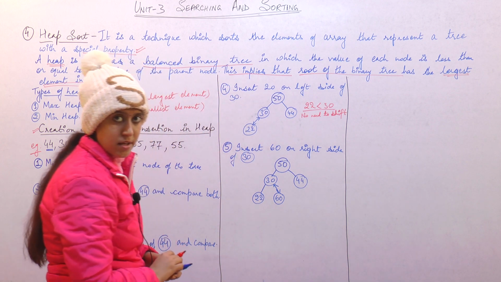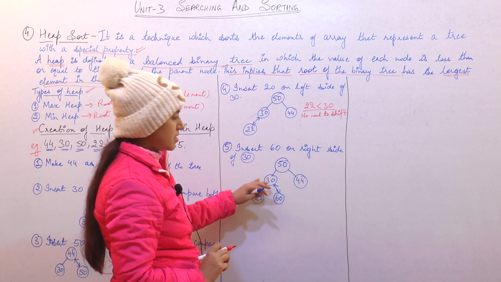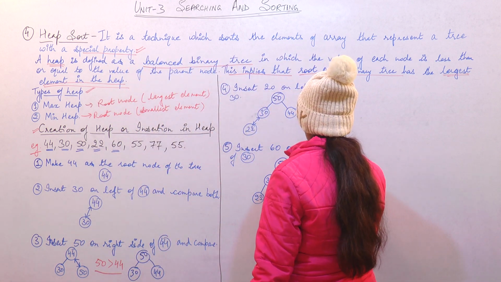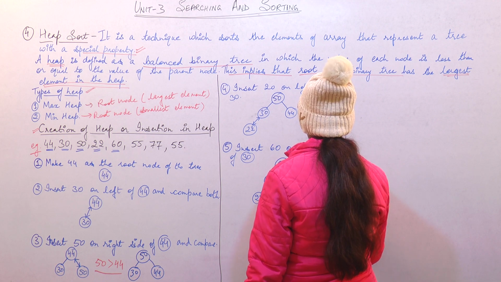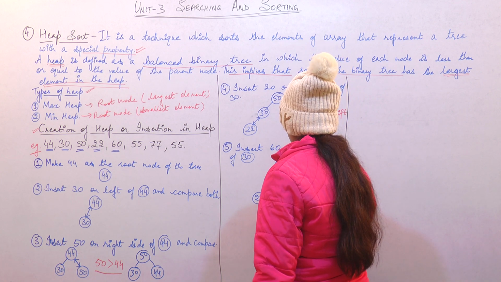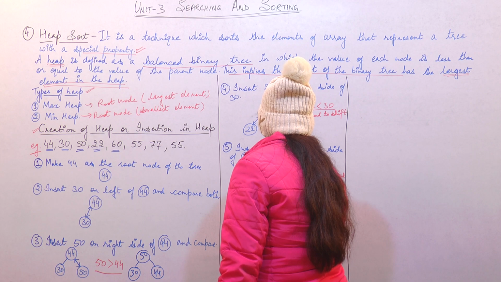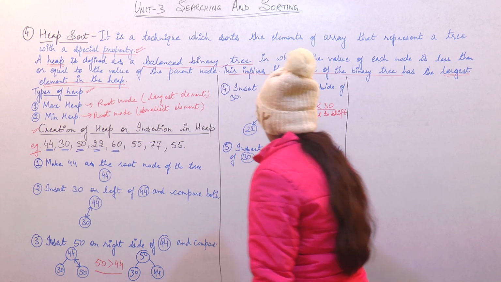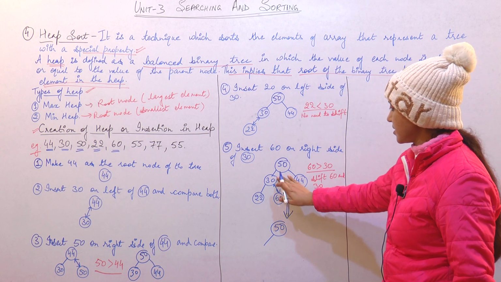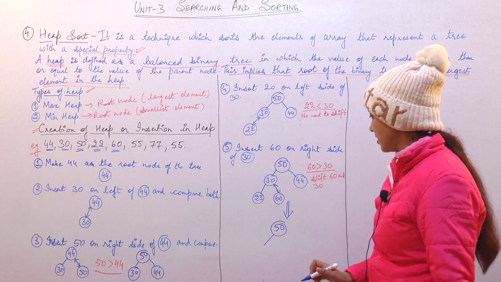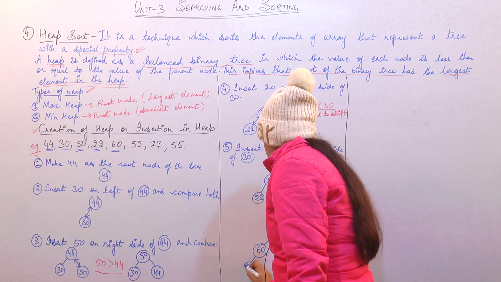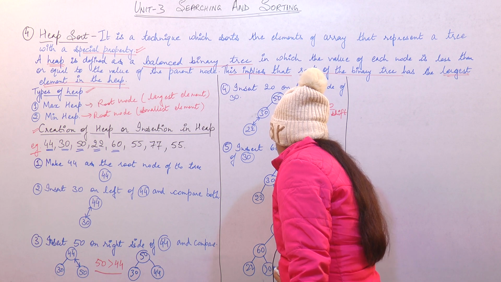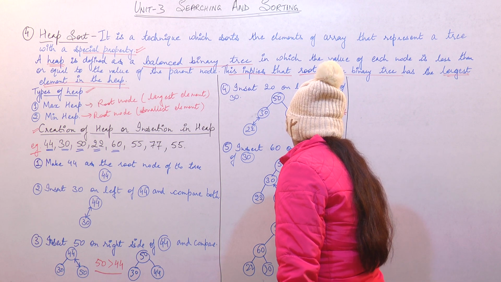Now we will compare the newly inserted element, that is 60, with the parent node of 60. That means 60 is greater than 30. So we will shift 60 and 30. Now 50 is root node. We will interchange the position of the nodes 60 and 30, because 60 is greater than 30. That's why we are changing the position of 60 and 30. 60 will become the parent, and 22 will be the left child, and 30 will be the right child, and on right of 50 we are having 44.